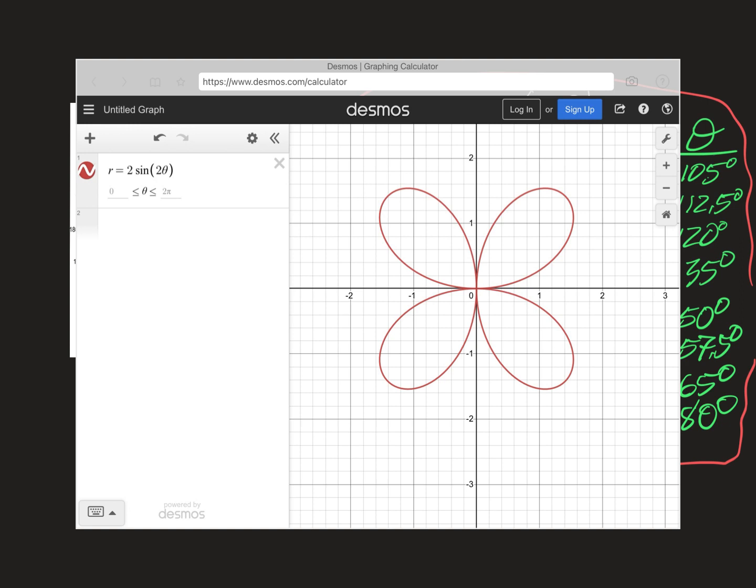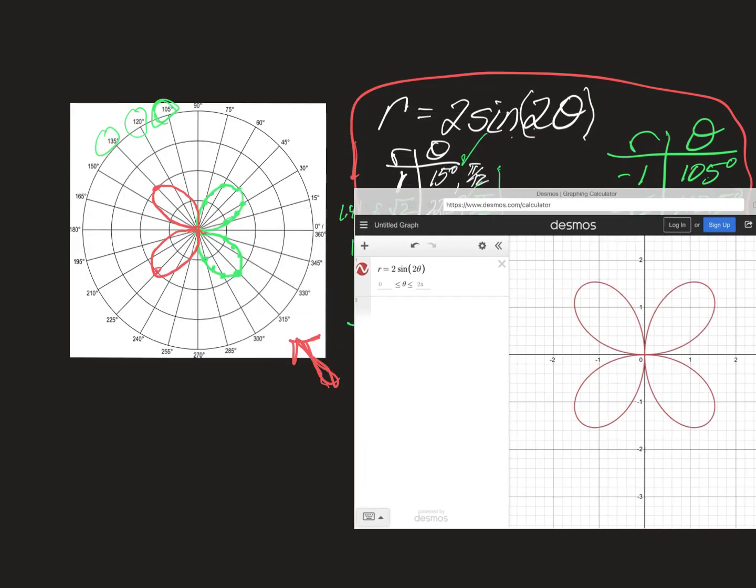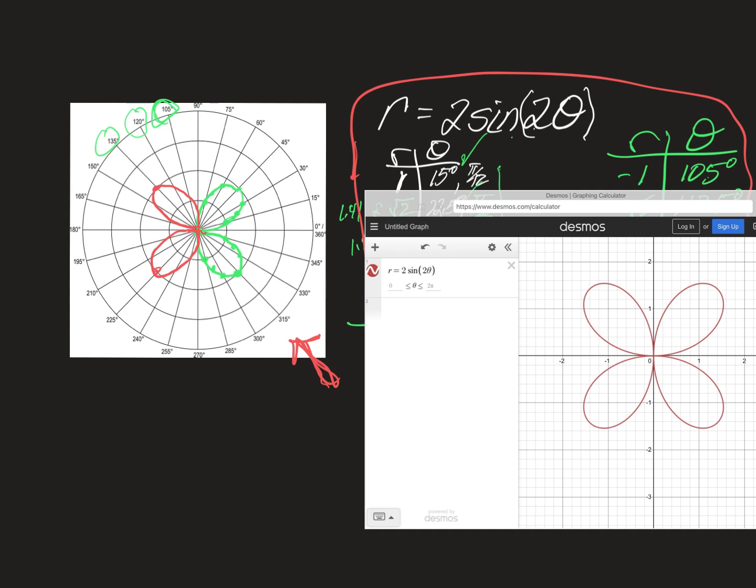All right? And that's exactly the graph we got. I apologize. I'm sorry. I was trying to say that, and I didn't say it very well. I got distracted by something. But you can see that's the graph that we got.